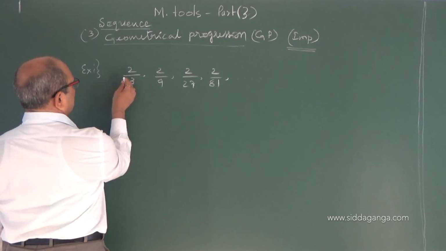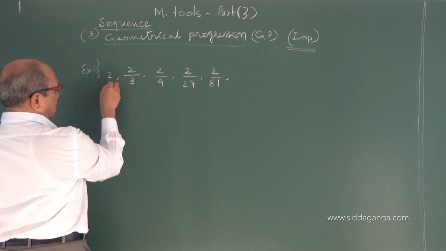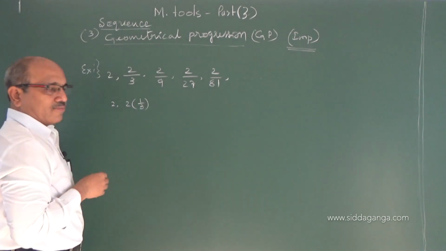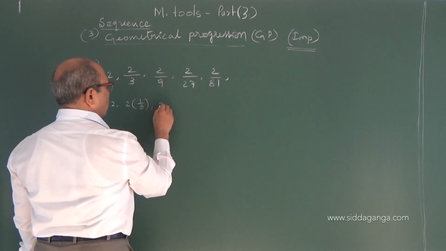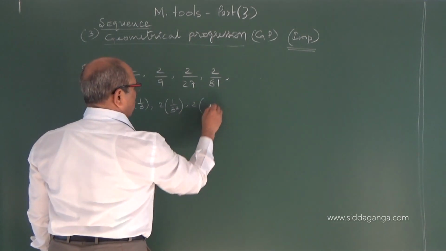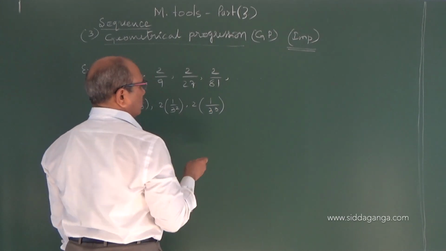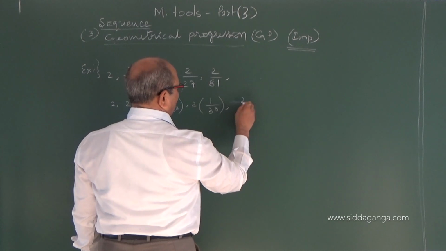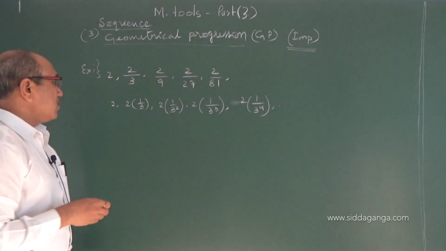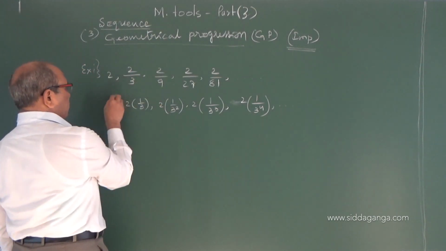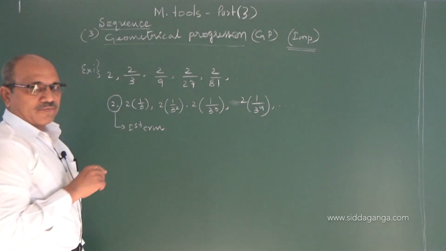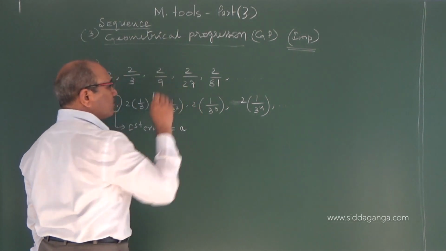we are seeing that every number here is multiplied by 1 by 3. 2 into 1 by 3, and here it is 2 into 1 by 3 square, or 2 into 1 by 3 cube, or 2 into 1 by 3 power 4, 81, and so on it runs. Here this term is called the first term of the relation, which is noted with A.